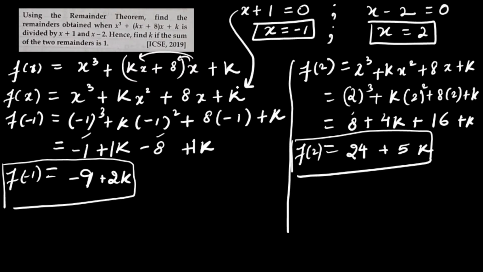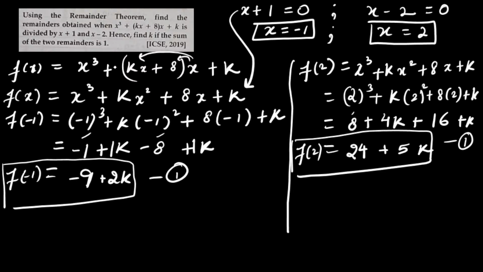Now what is mentioned: hence find k if the sum of the two remainders is 1. This is the first remainder, this is the second remainder. We know the meaning of sum: sum means addition, and their addition is equal to 1. Once again I'll read: find k if the sum of the two remainders is 1.